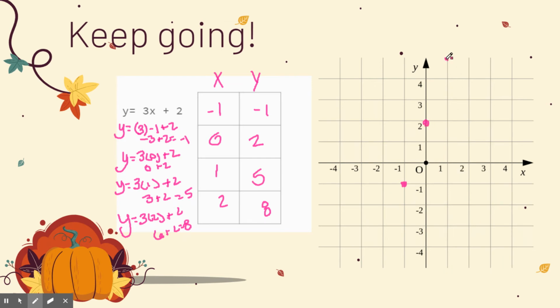And you'll notice that is as many points as I can fit on the graph going this direction. So I'm going to go ahead and draw my line with my 2 arrows at the end.